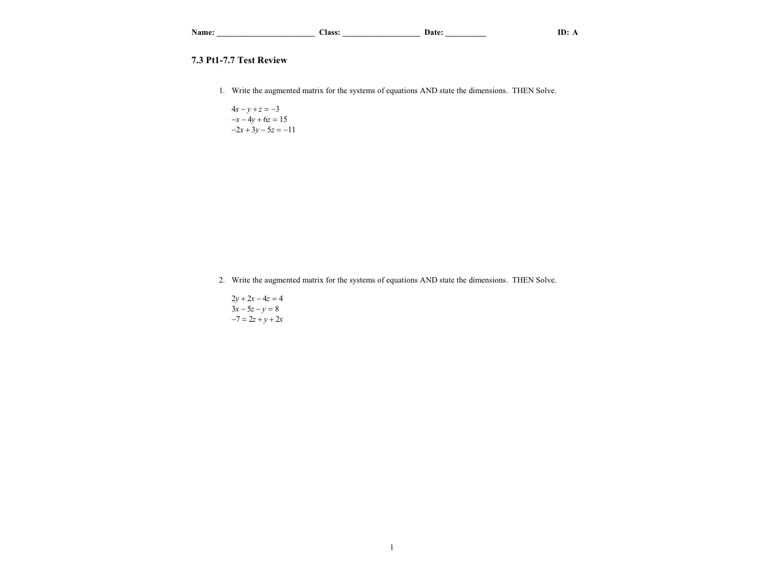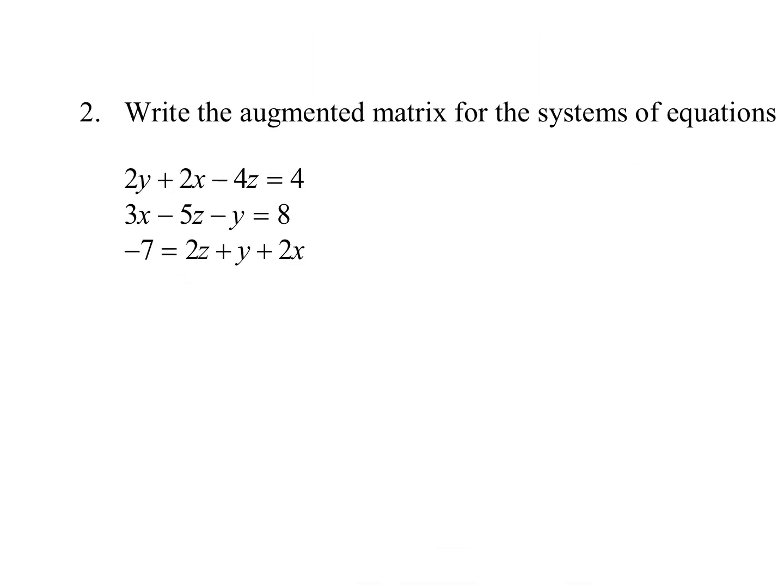Let's look at number 2. So it says write the augmented matrix for the system of equations and state the dimensions, then solve. So with number 2, we want to put it in order. A lot of people made that mistake on the quiz where it didn't give you the correct order for your x, y, and z, and you didn't notice. So I'm going to rearrange my equations and put them in order.